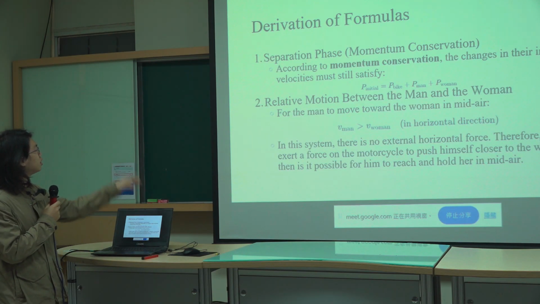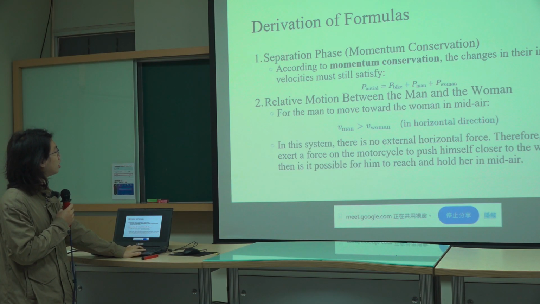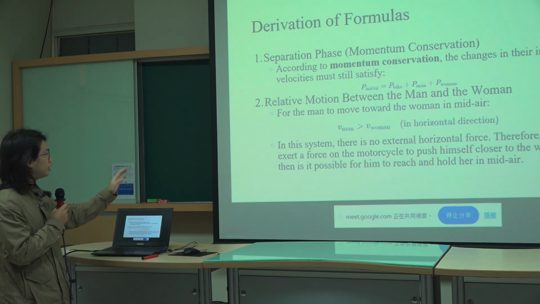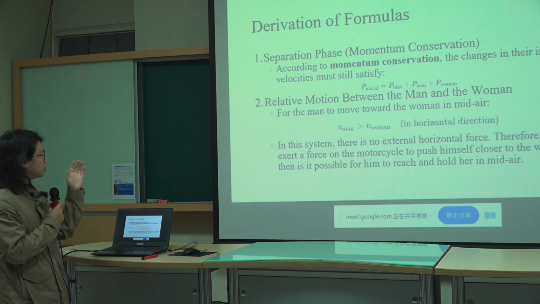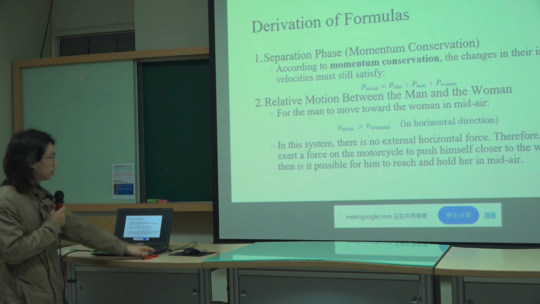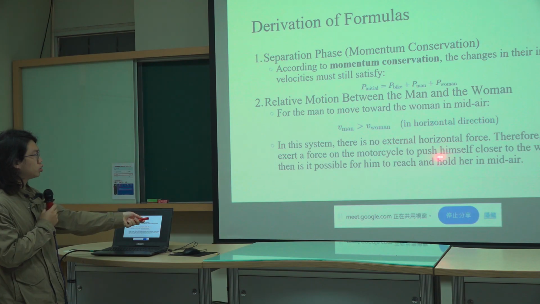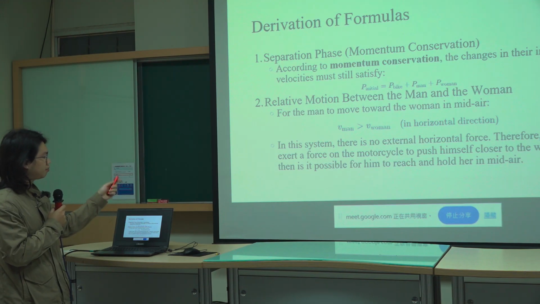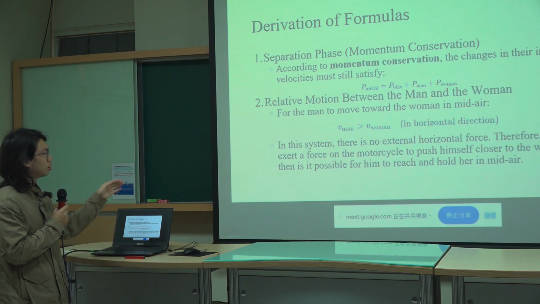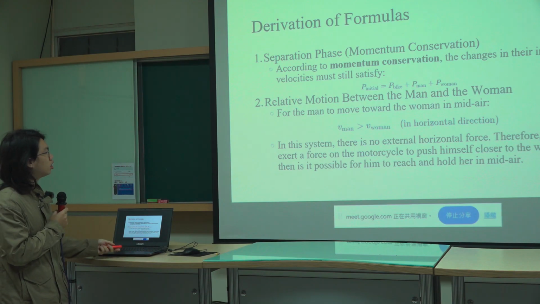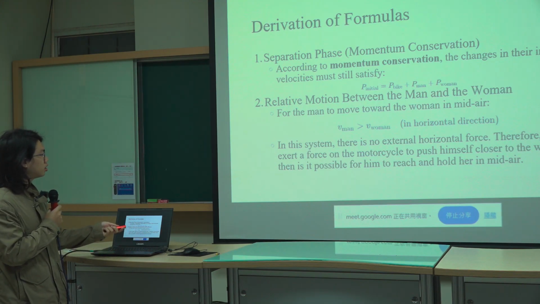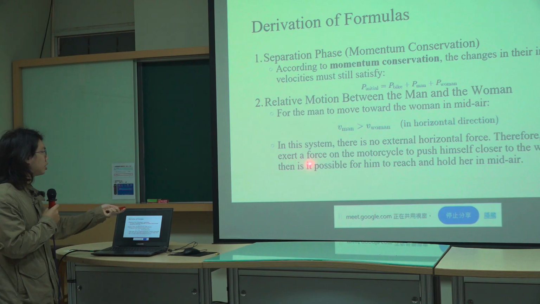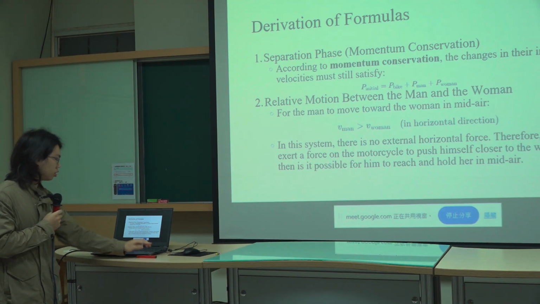So there's another derivation of formulas, and Onizuka needs to exert a force on the motorcycle to push it closer to the woman, because of the horizontal momentum conservation. So he needs to exert the force on the motorcycle.